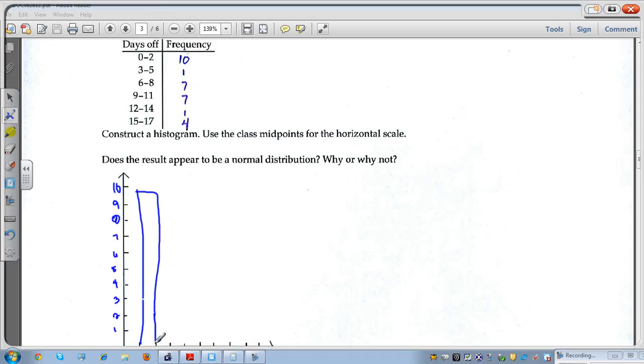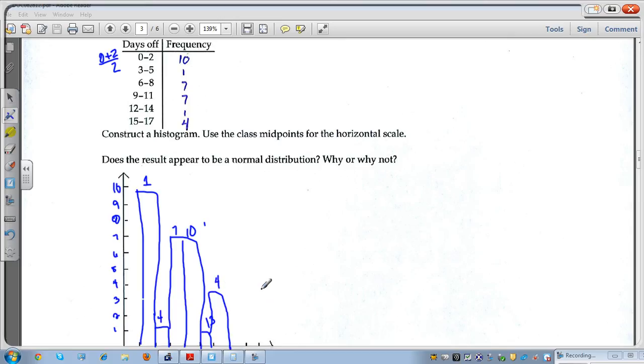It says use class midpoint. So the midpoint of these is: add those two numbers together and divide by 2. 3 to 5: 3 plus 5 is 8, so my class midpoint is 4. Next one is 7. And actually I'm going to do them both at the same time. Oh, those beautiful straight lines there. Class midpoint is 7. Class midpoint is 10. Class midpoint is 13, which is a 1. Class midpoint is 16, and that's a 4. So it looks something like that.